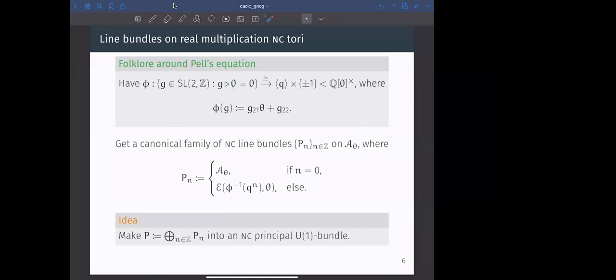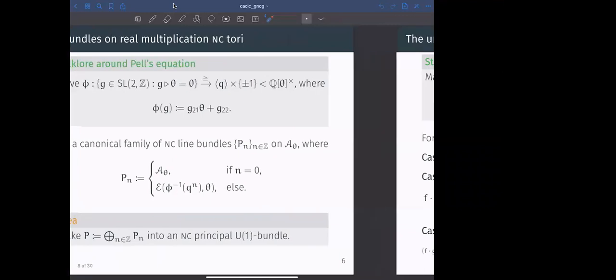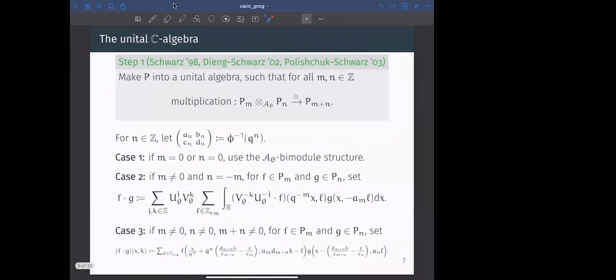I'm blanking out the name, but there's a Japanese operator algebraist who I think basically computed the K-theory of the beast we're going to look at. But it pieces together a lot of pieces. So the first step is to give this thing the structure of an algebra. And the ingredients, again, are already there due to Ding–Schwarz and Polishchuk–Schwarz. They have these canonical identifications of the balanced tensor product of P_m and P_n with P_{m+n}. In fact, they do this more generally for these Heisenberg modules, but now you have to fuss with which thetas appear and which elements of SL2Z appear. But if we're just restricting to these non-commutative line bundles, it all simplifies to this.